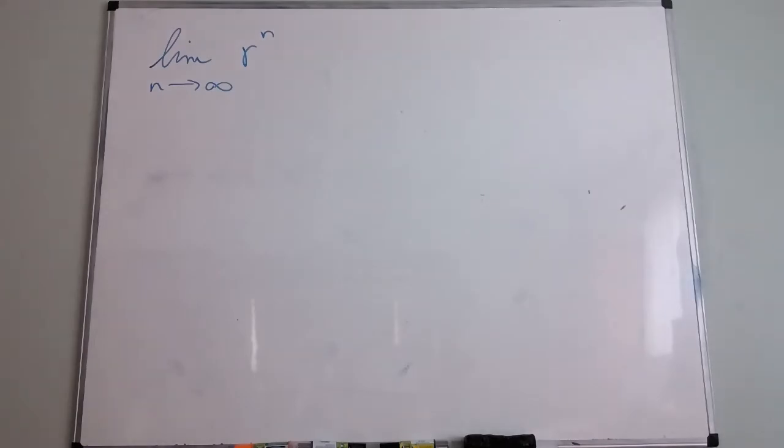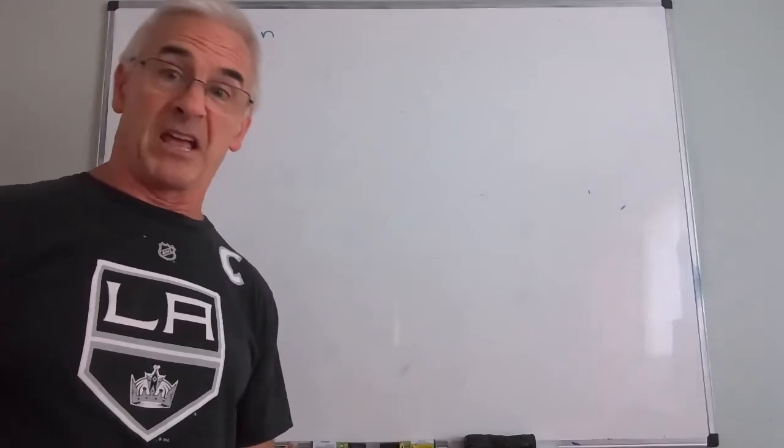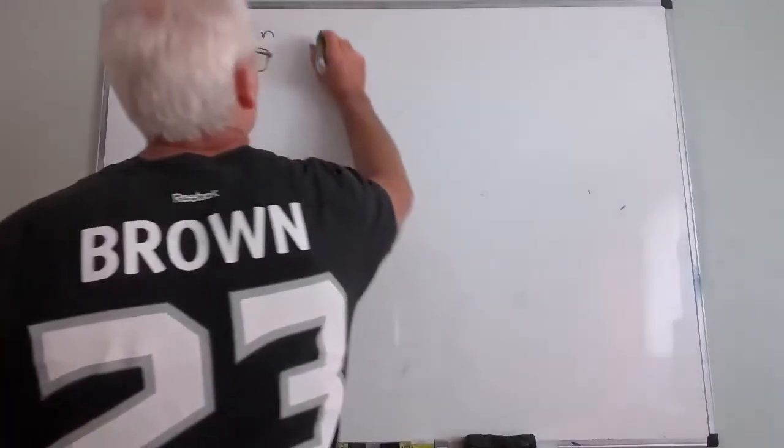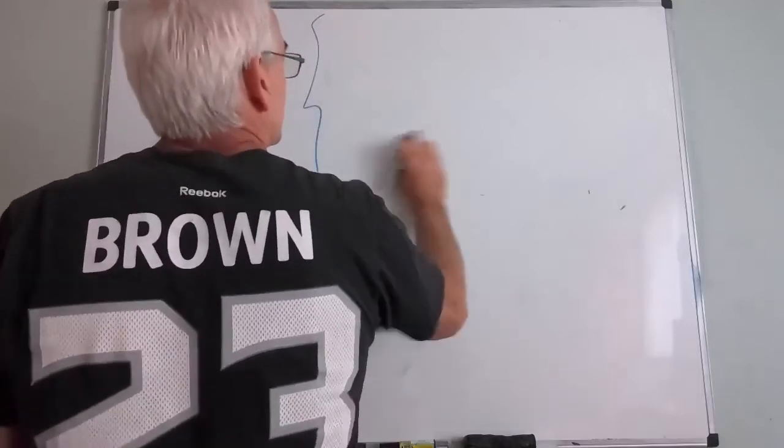Now, there's a lot of possibilities. For example, what if R is 0? Well, that's easy. What if R is 1? Well, that's easy. What if R is huge? Okay, what if R is small? What if R is negative? There's a lot of possibilities. Okay, so let's do the easy ones.